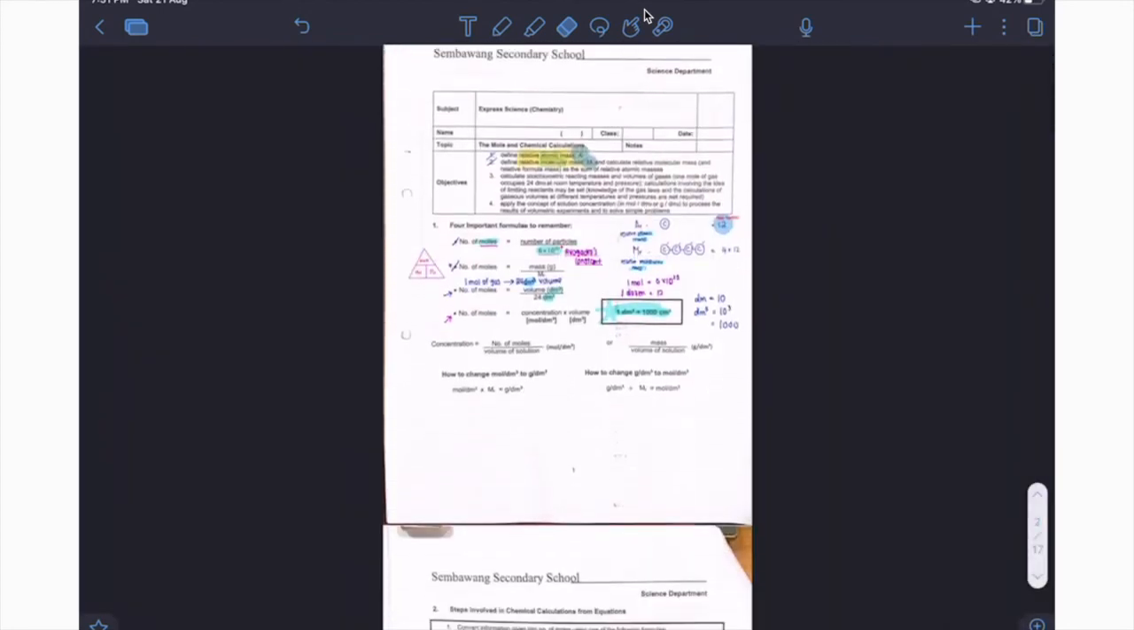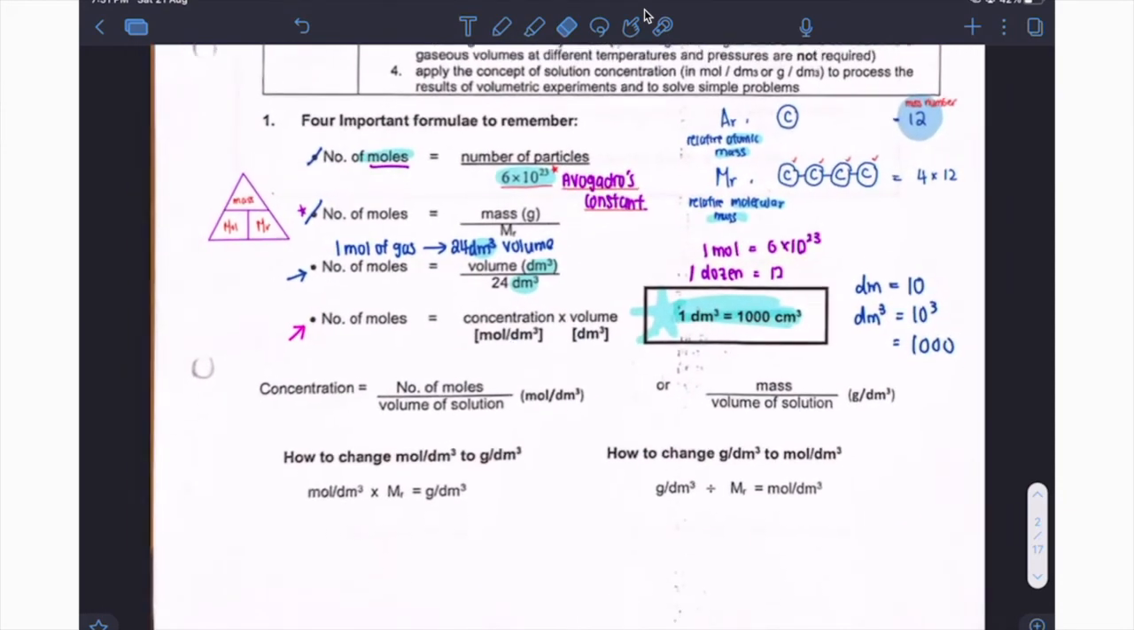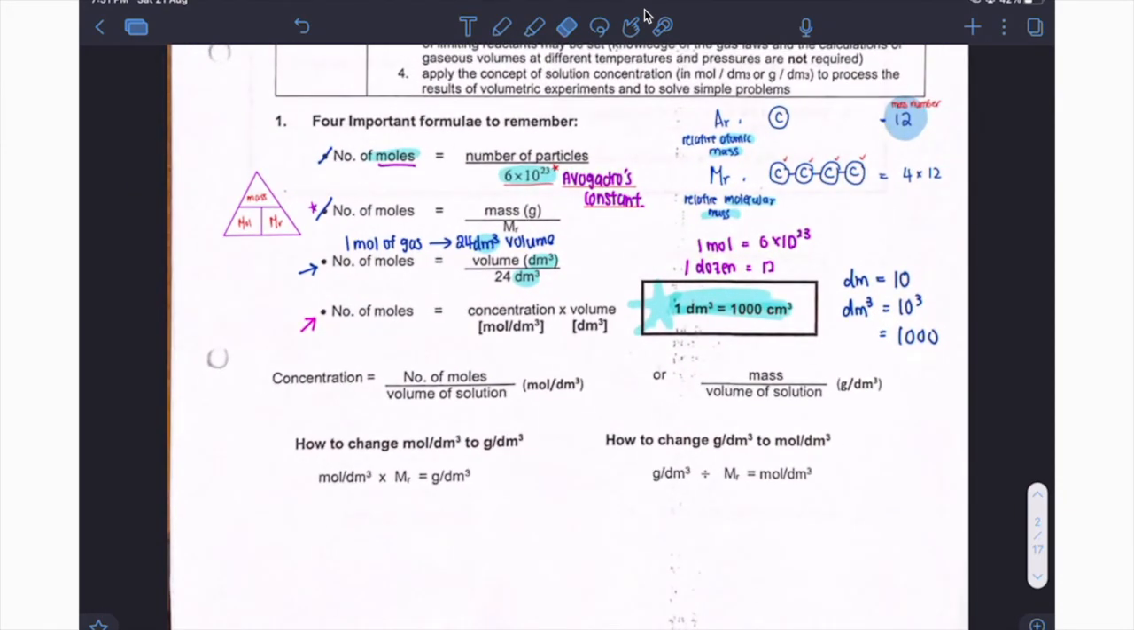For summary, you can refer to the notes, the first page of your worksheets. We talked about the Avogadro's constant, we talked about how to calculate mole, and then we talked about the first triangle between mole, mass, and MR. We also talked about volume of gases. And today, we completed this chapter by talking about how we calculate concentration.